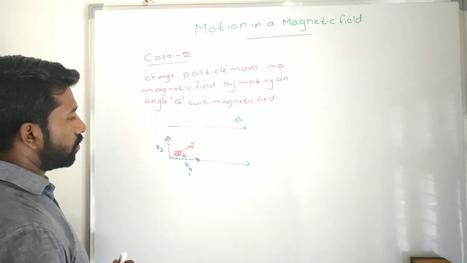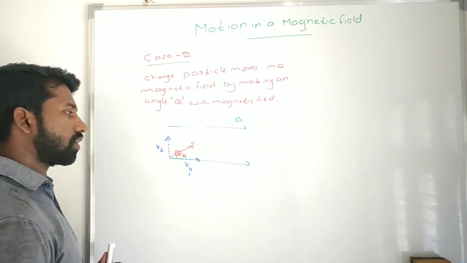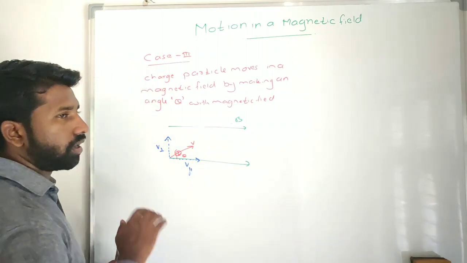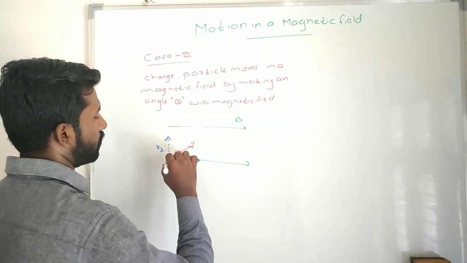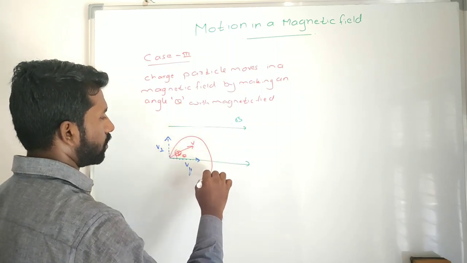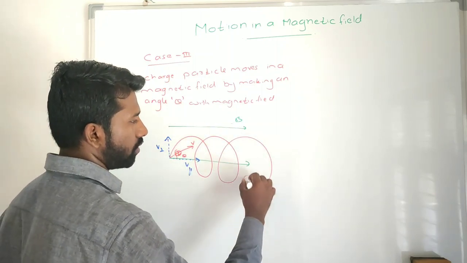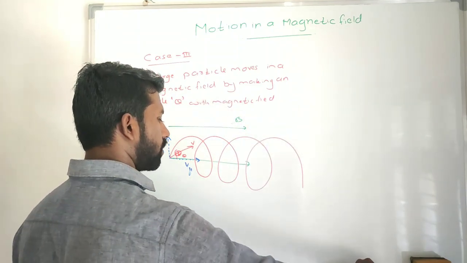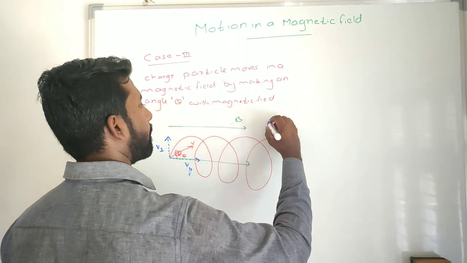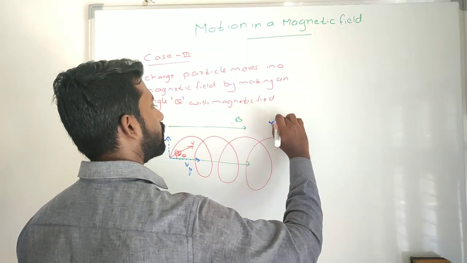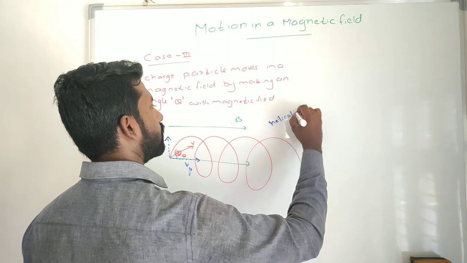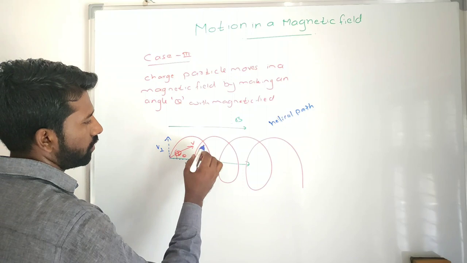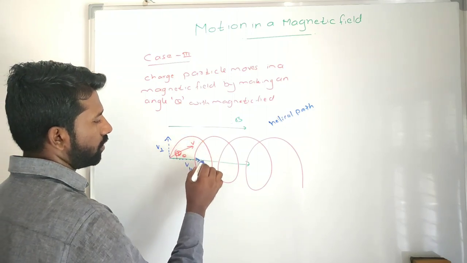Okay. So the effect will be the combined motion of circular and linear motion. That means the charged particle moves like this, in a helical path. So what is the path of the charged particle? Helical path. Okay. Then here we need to find out the radius of the helix.